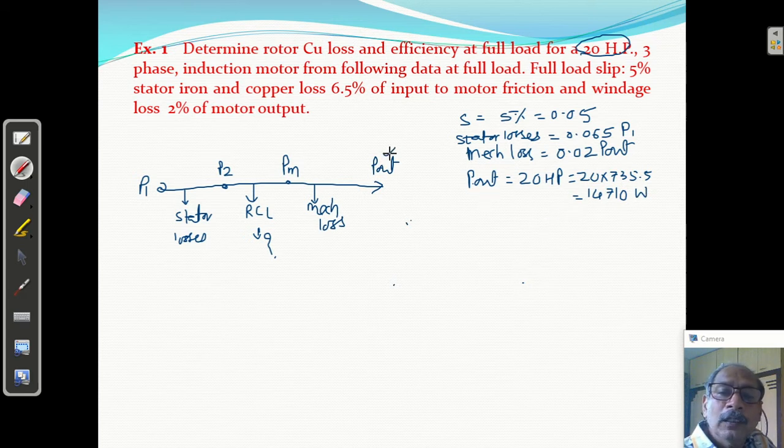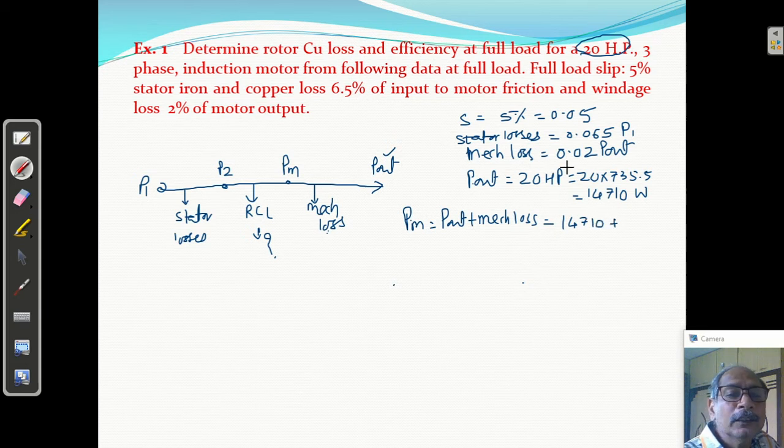If you know P out, and mechanical loss is given 0.02 of P out, you will get PM. So what is the value of PM? PM equals P out plus mechanical loss. P out is 14,710 plus 0.02 of P out, 0.02 into 14,710. In this way you can calculate PM.